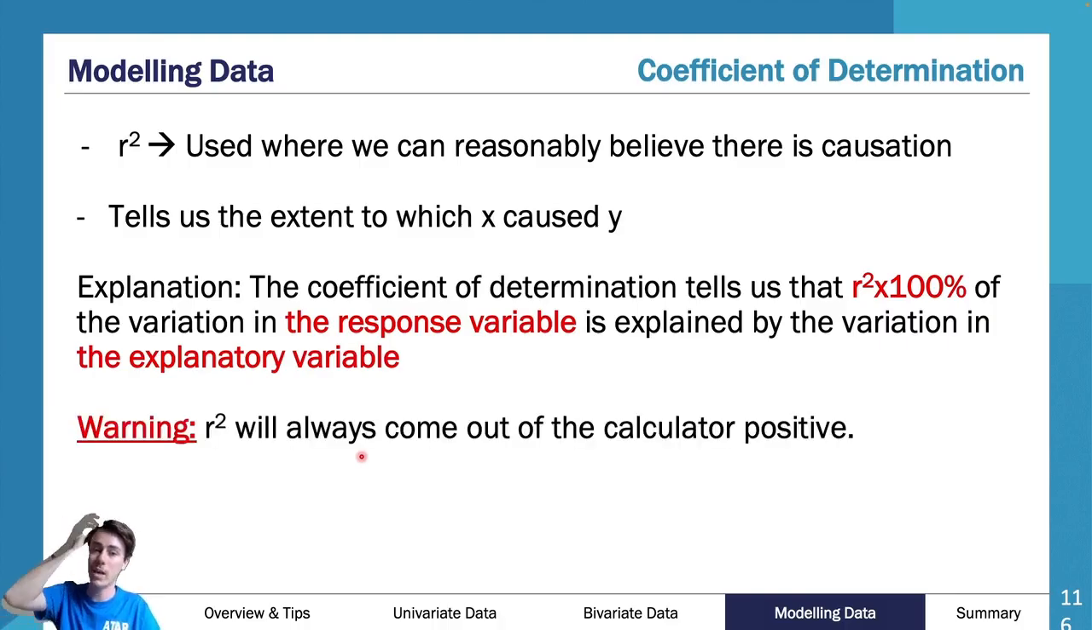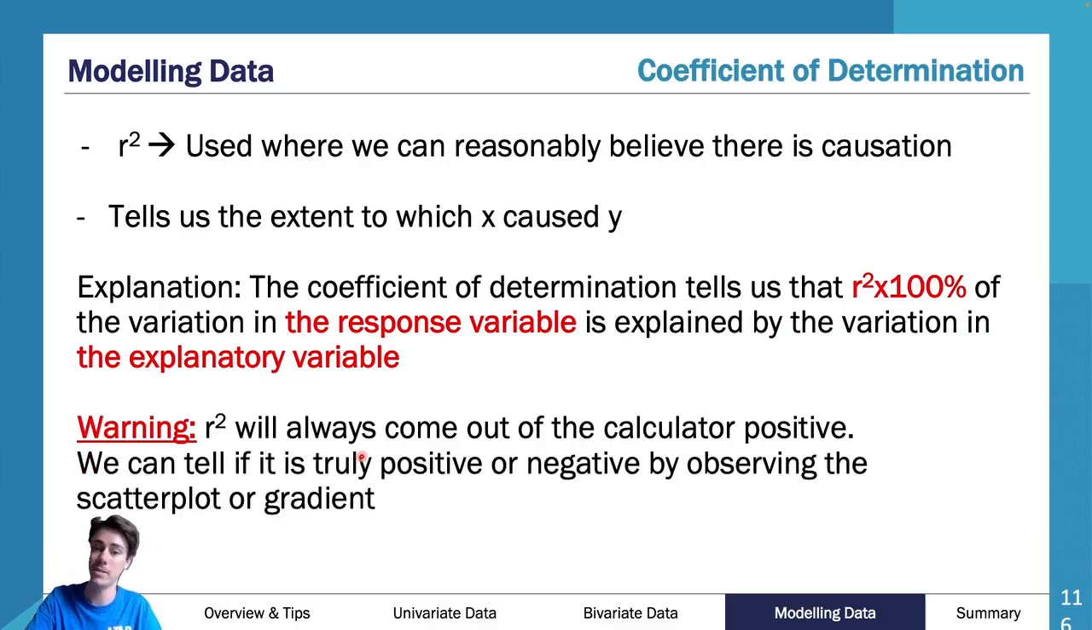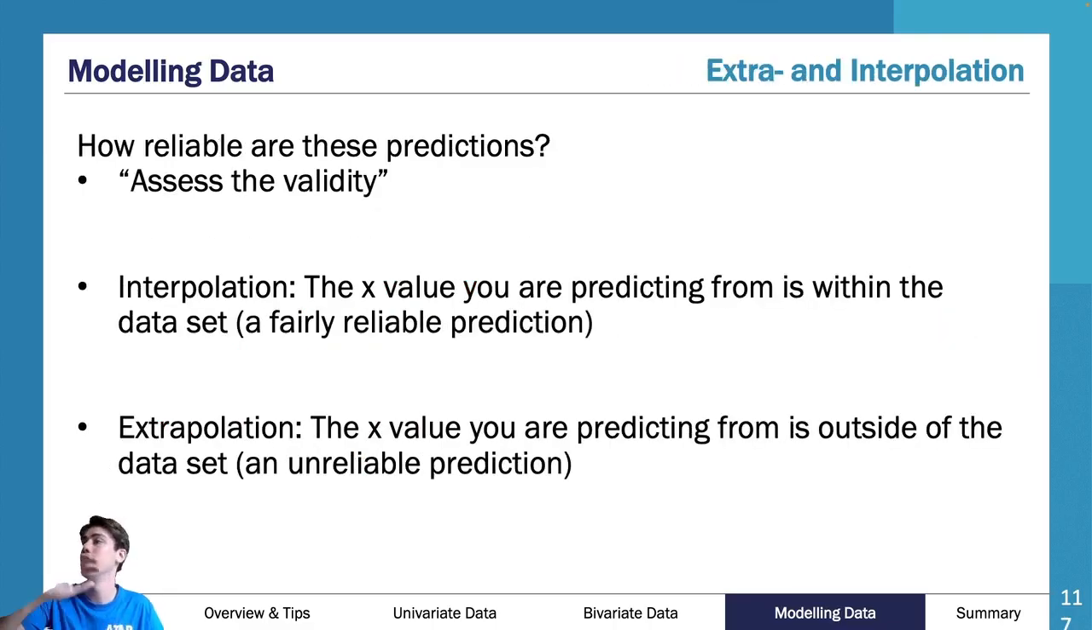R squared will always come out of the calculator positive. We can tell if it is truly positive or negative by observing the scatter plot or gradient. So how do we then interpret the reliability of these pieces of information we've looked at? We make a line of best fit and we interpret it all. But then we want to use that line of best fit to say, all right, what's going to happen next year?